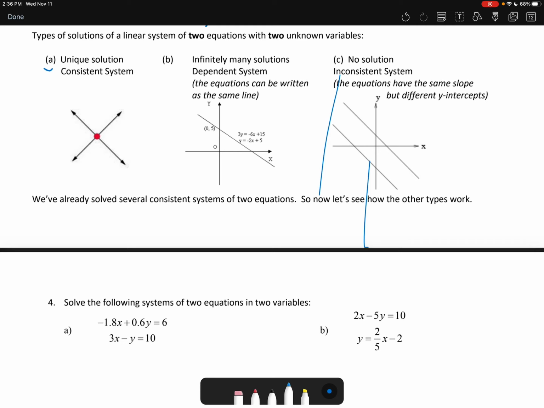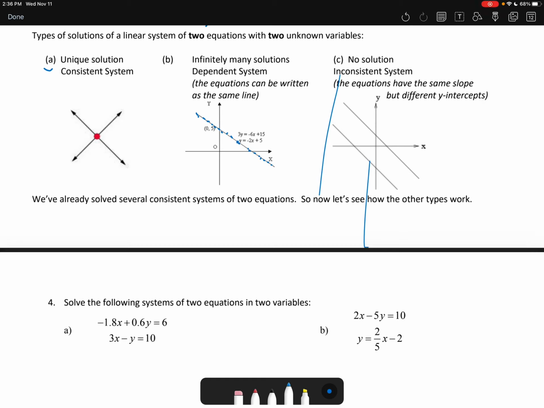What happens there basically is that the equations can be written as the same line. So one line is just a multiple of the other line. And when you simplify it, it turns into the same line. So where do they cross? They cross then, if two lines lie right on top of each other, they cross at every single point on that line. So infinitely many times.